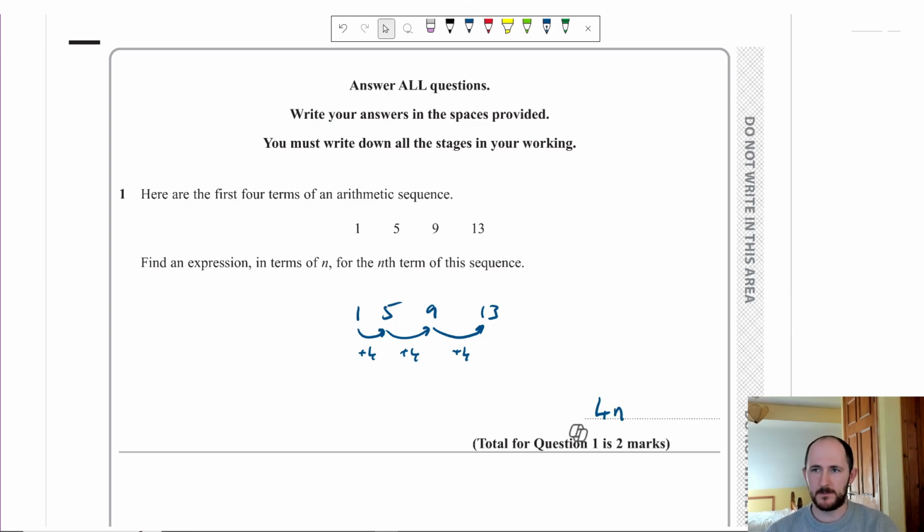Now there are a couple of different methods in terms of what you would do next. What I would do is go back to find the 0th term, so the term before the first term, which gives me -3, which means my answer is 4n take away 3. Again, there are other ways to do that, but that's the method that I personally prefer.